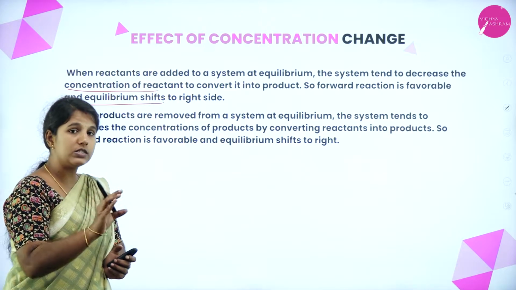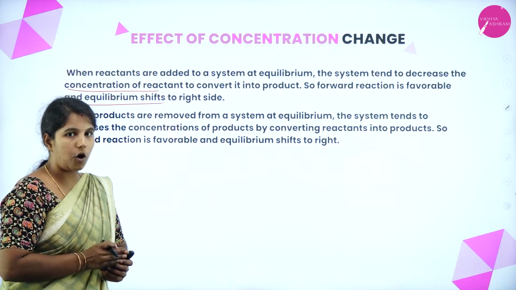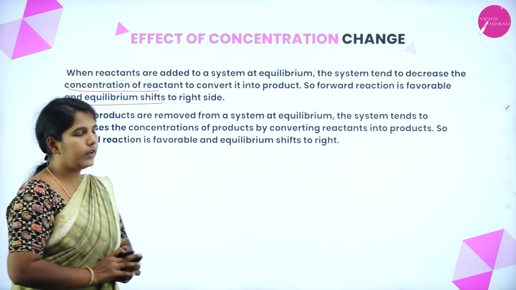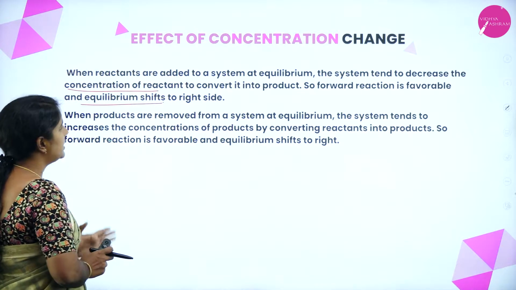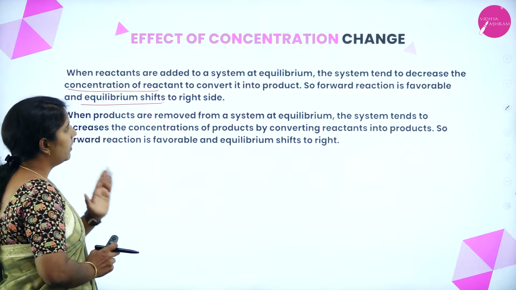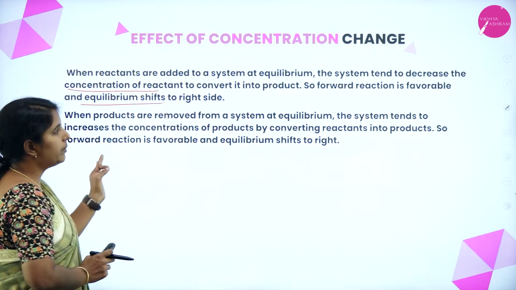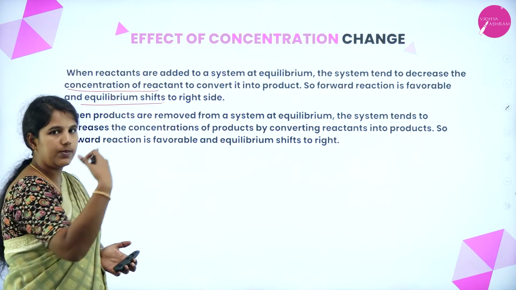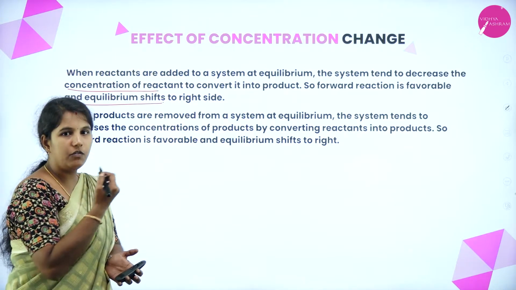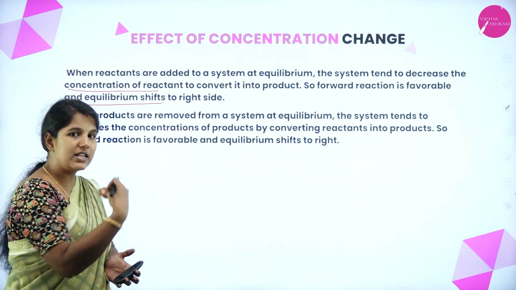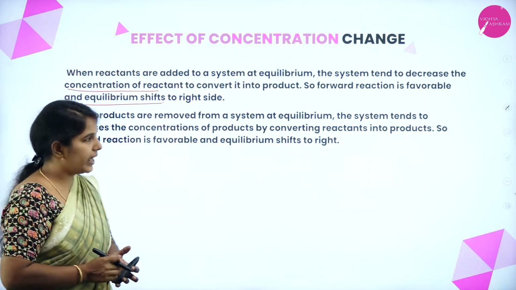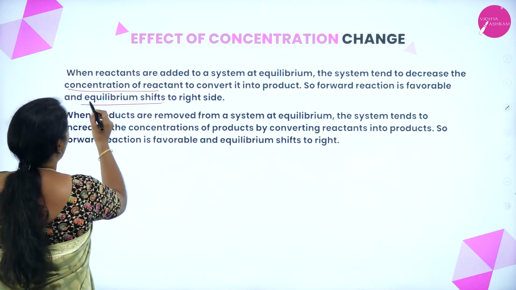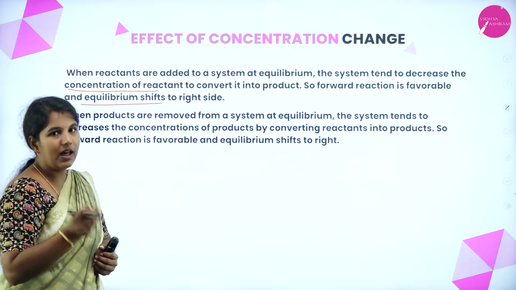We'll take up the first stress, that is the effect of concentration change. If I change the concentration of the reactant or the product, we'll see how the equilibrium gets shifted. Okay. When the reactants are added to the system at equilibrium, the system tends to decrease the concentration of the reactant by converting it into product. Thereby, what will happen to the equilibrium shift? It has to be shifted towards the forward direction. So, the forward reaction will be favorable and the equilibrium will shift towards the right side.